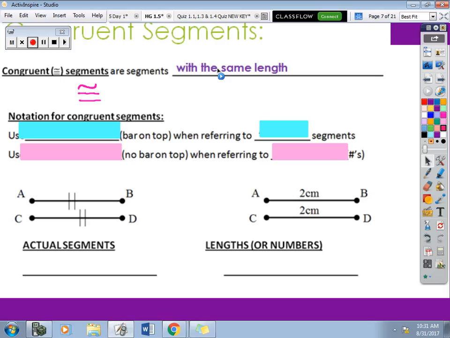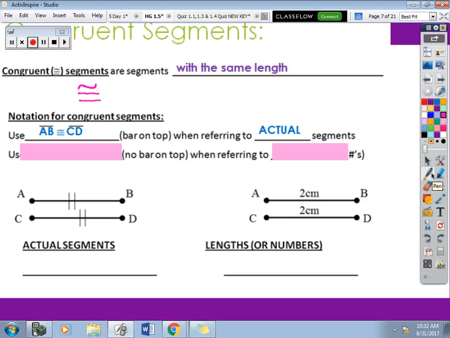Now, the notation, this is what Jax was asking about, like the segment bar versus not a segment bar. If you are looking at just hypothetical segments that don't have numbers, we would say segment AB is congruent to segment CD. So anytime you use a congruent sign, you're going to be using a segment bar. And this is when you're referring to actual segments that don't have numbers.